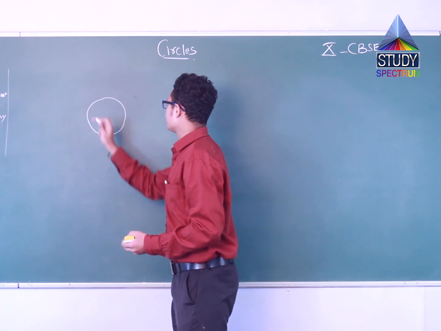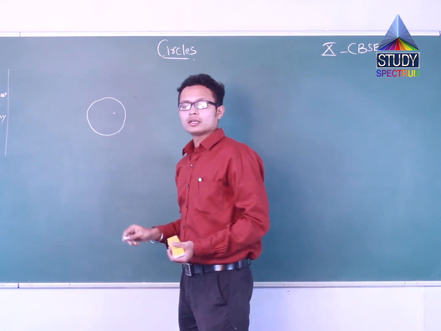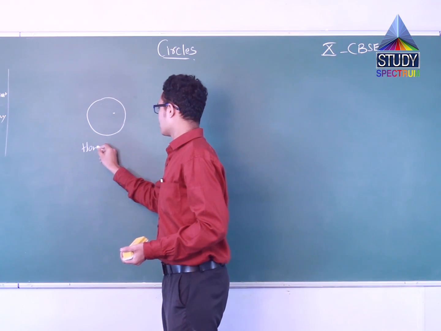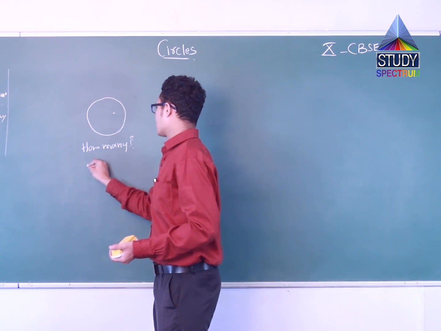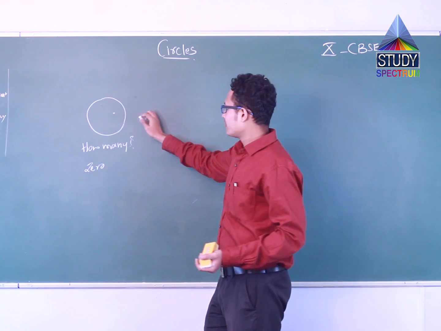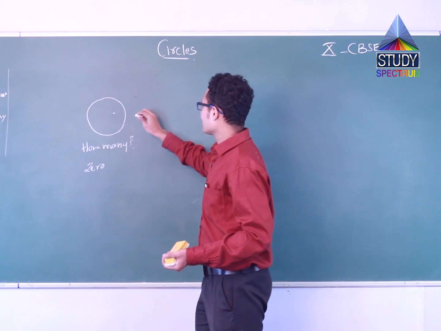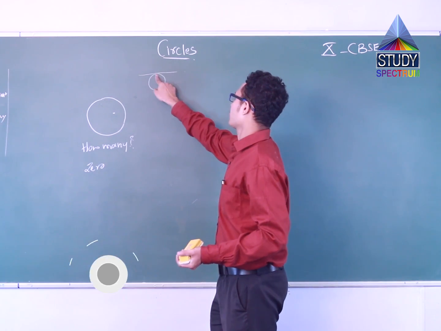This is a circle. When the point is lying within the circle like this, how many tangents can we draw? How many? Not a single tangent you can draw. Zero tangents. That is because the tangent's definition is, the tangent is a line which meets the circle at one single point.